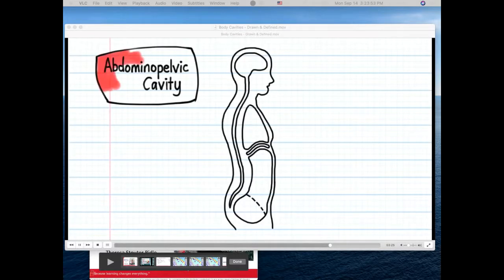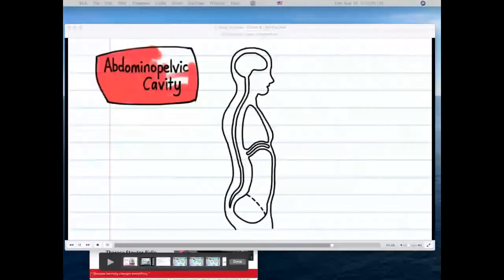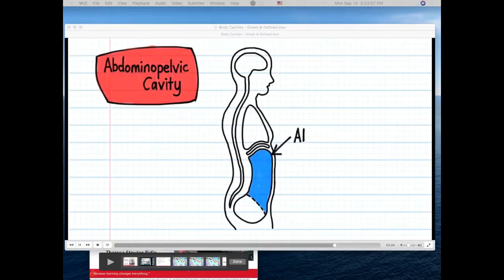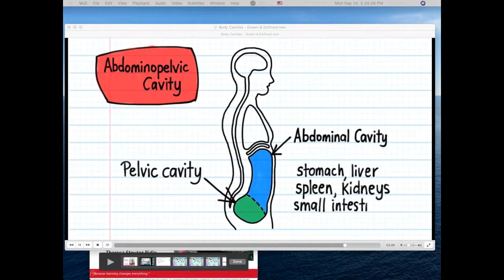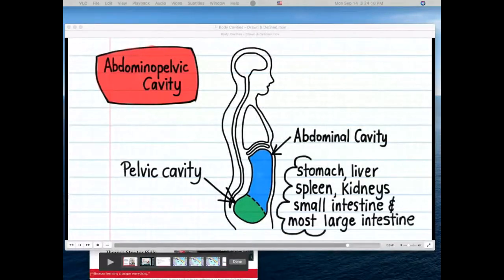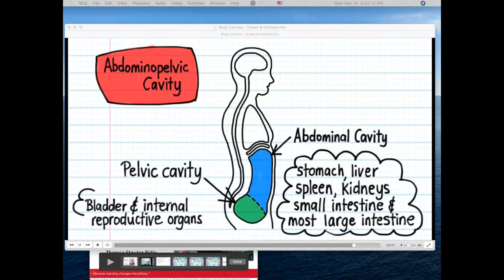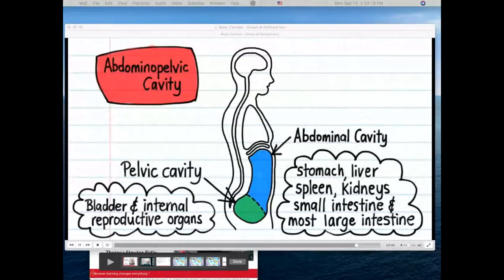The abdominopelvic cavity can be subdivided into a superior abdominal cavity and the inferior pelvic cavity. The abdominal cavity contains the stomach, liver, spleen, kidneys, small intestine, and most of the large intestine. The pelvic cavity contains the bladder and internal reproductive organs.